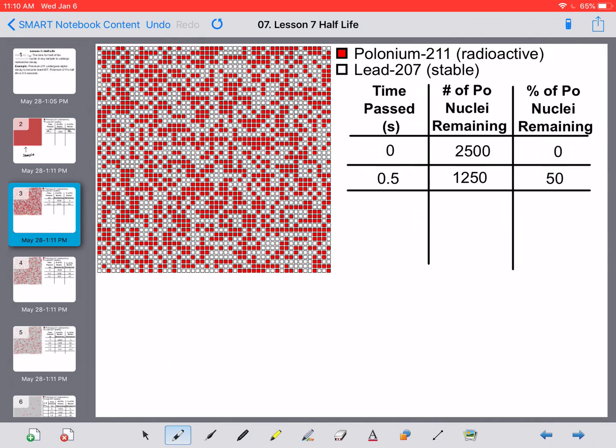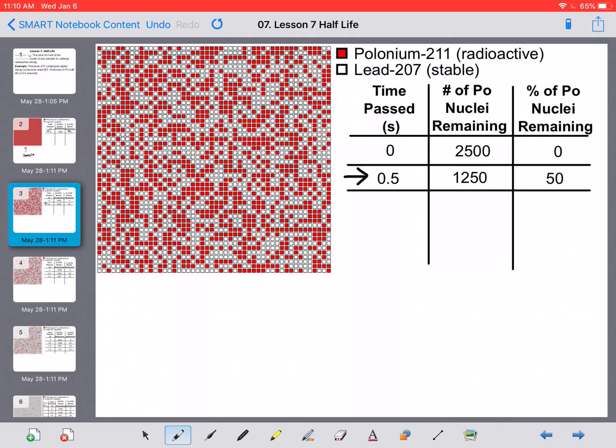After one half-life has gone by, so remember we said the half-life is 0.5 seconds, so now one half-life has passed, which means the time on the clock is 0.5. Only half of the polonium are left. So that's what half-life means. It means if you wait for one half-life to pass, half of your original nuclei have decayed.